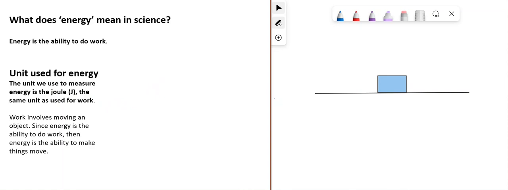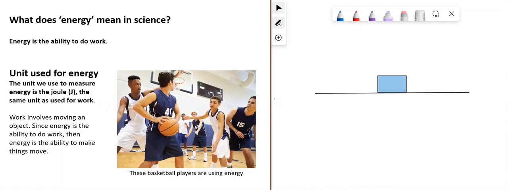So work involves moving an object. Since energy is the ability to do work, then energy is the ability to make things move. If we have a look at this example, we have students here playing basketball. So there's a lot of movement going on. They have to physically move their bodies, they have to move the ball around the court, and that all takes energy. So energy is the ability to do work.